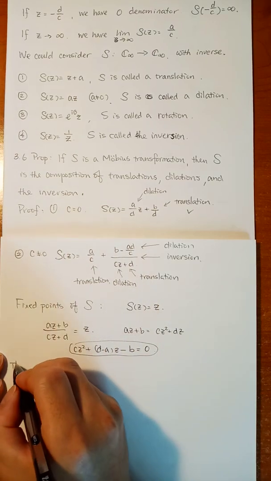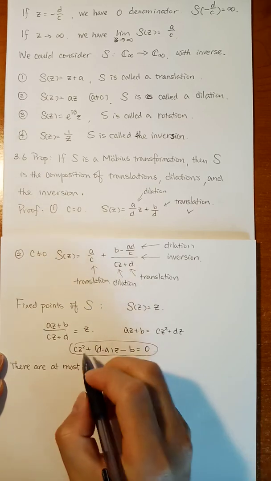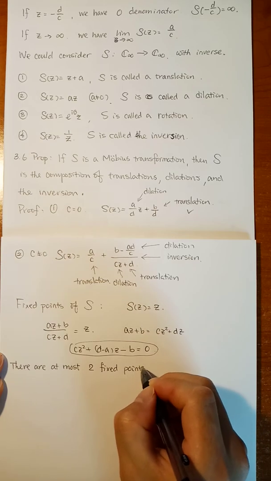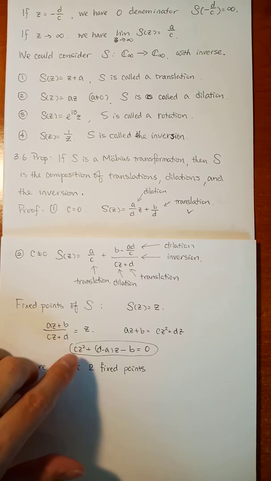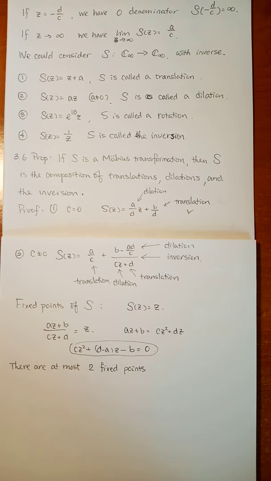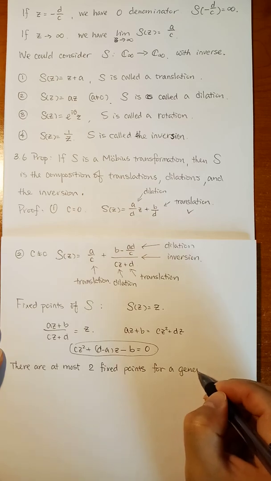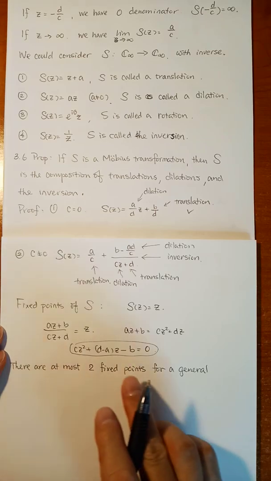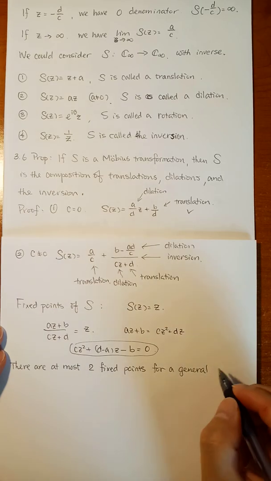A fixed point must satisfy this quadratic equation. There are at most two solutions, so there are at most two fixed points for a general Mobius transformation.